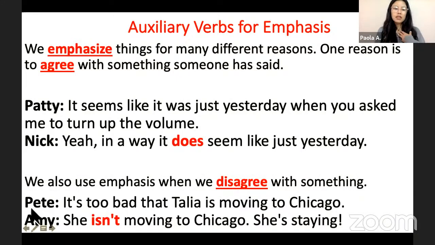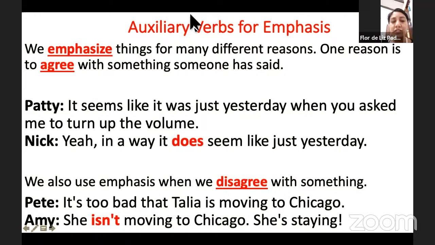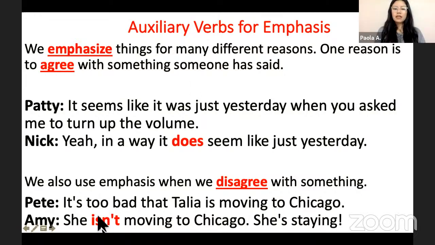We can also use it to disagree. I'll be Pete and you will be Amy, all right? It's so bad that Talia is moving to Chicago. She isn't moving to Chicago. She's staying. Excellent, great. So here it's disagreeing. He's saying, no, she isn't moving to Chicago.